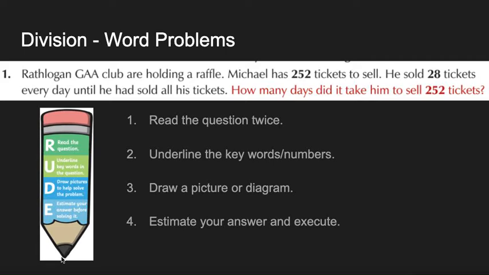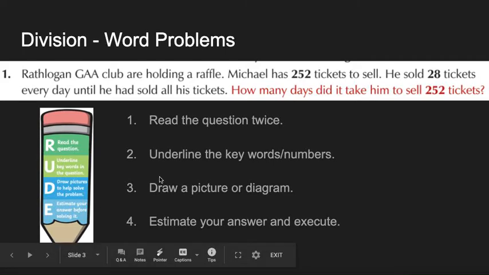So we've read the question once, boys, so we're going to read it a second time. Rathfarnham GAA Club are holding a raffle. Michael has 252 tickets to sell. He sold 28 tickets every day until he had sold all his tickets. How many days did it take him to sell all 252 tickets? Okay.